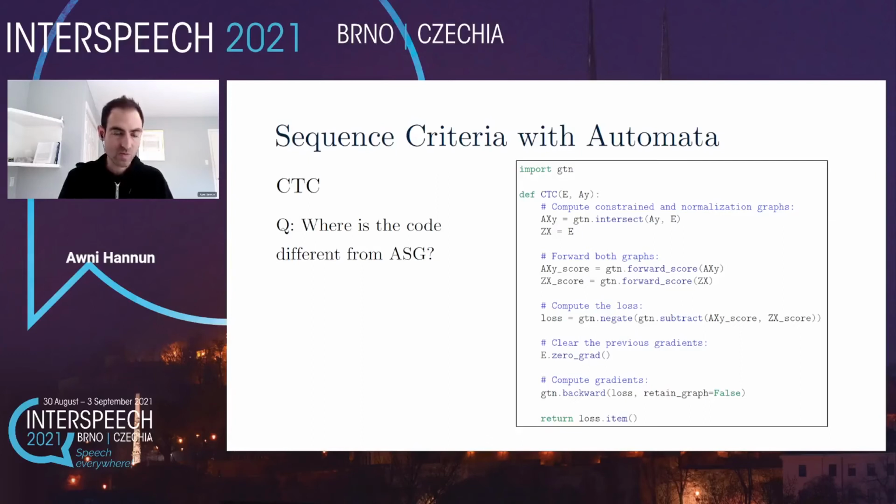So CTC, if you look at the implementation, this is what it looks like. Now, I have a question. What is the difference from this code to transition-free ASG? Think about that for a second.